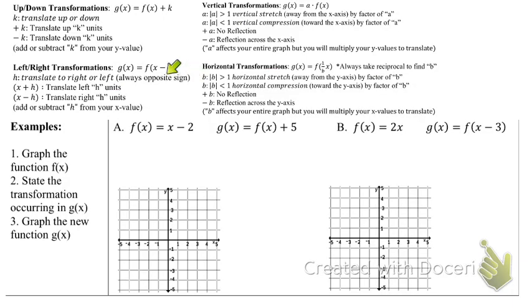If you notice, I basically copied and pasted all the rules I explained in the previous slide. And what we're going to do is graph example A after we do a transformation. So graph A: we're going to graph our function f, state the transformation. What transformation are we doing here? And then graph our new function, which we're going to call g. So before we start, let's understand what function f is.